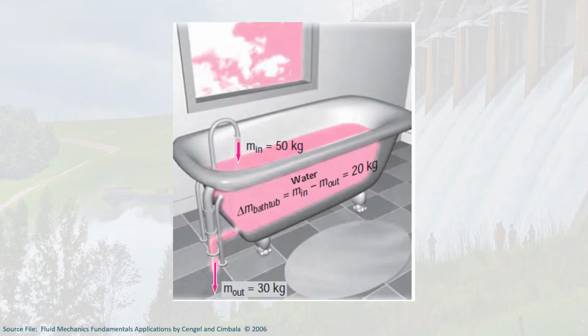Say, for example, you have a bathtub. An amount of water entering the bathtub is 50 kilograms, and a mass of 30 kilograms is going out through this port here. So the change of mass in the bathtub is just the mass in minus the mass out. That is 50 kilograms minus 30 kilograms, so that's 20 kilograms. That's basically the conservation of mass principle applied in that system.